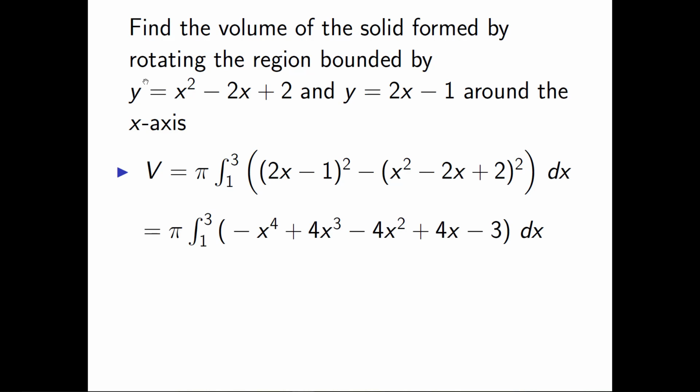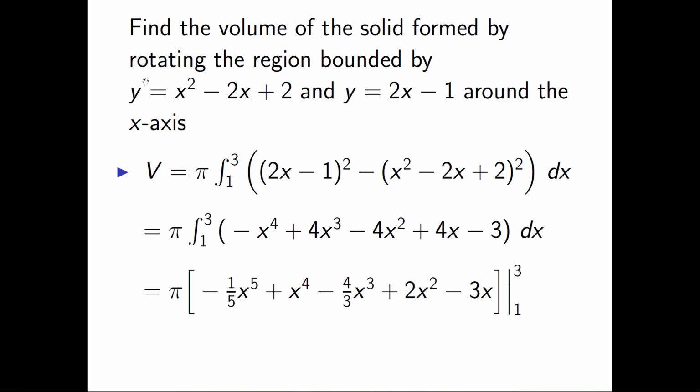We square everything out and put like terms together. We actually form the integral, like so. It's not all that hard. And plug the values in. And again, we get about 104 over 15 pi, or 21.78.